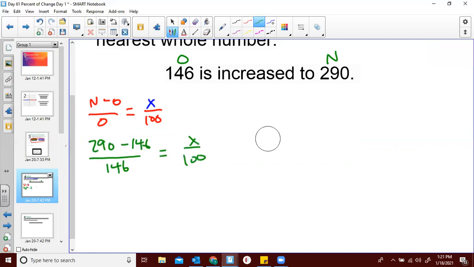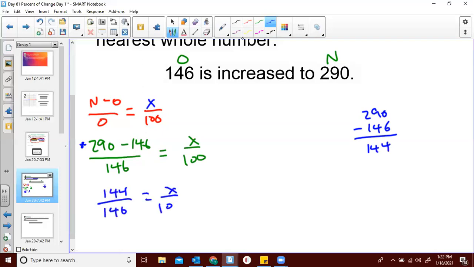From here, you guys are pretty much pros at cross multiplying, but you do have this little piece right here that we might want to simplify first. Off to the side, I know that 290 minus 146 is going to be 144. And when I do that, I'll have 144 over 146 equals x over 100. All you have to do is cross multiply and divide by x's partner. And when you do that, you will see that x equals 99%.